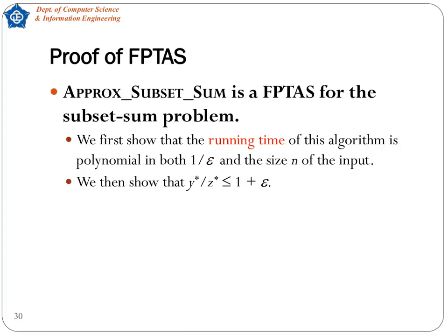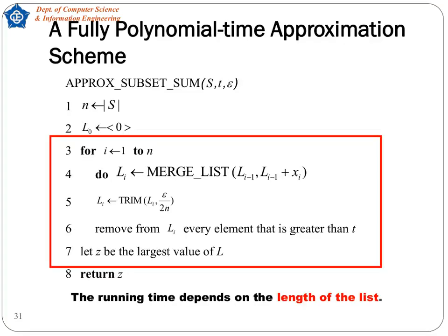Building on our proof that approx_subset_sum is a fully polynomial time approximation scheme, let's walk through its pseudocode step by step. First, we let n be the number of input items and initialize L0 to the list ⟨0⟩.